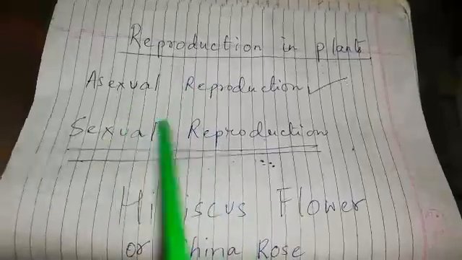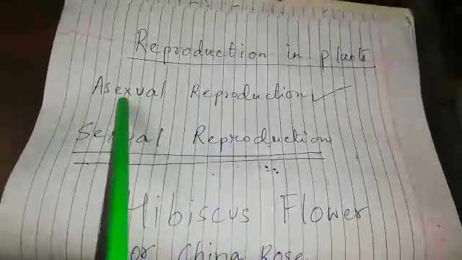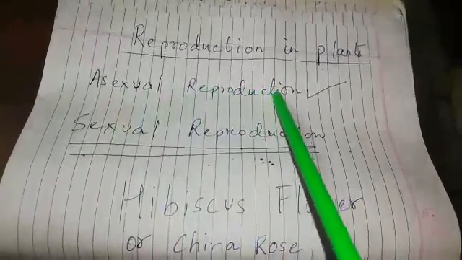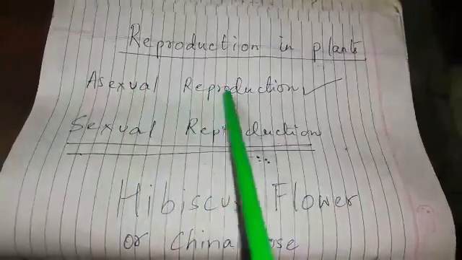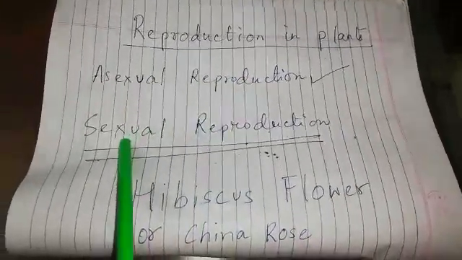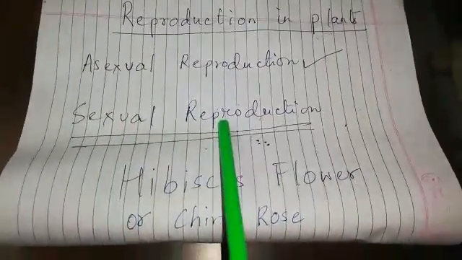In the last video, I talked about reproduction in plants, which is of two types: asexual reproduction and sexual reproduction. I already talked to you about asexual reproduction and discussed all the steps of it. Today, I'm going to speak to you about sexual reproduction.